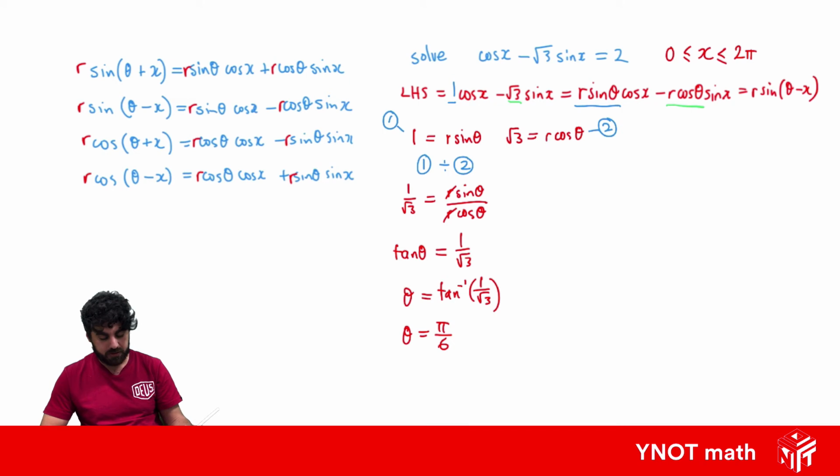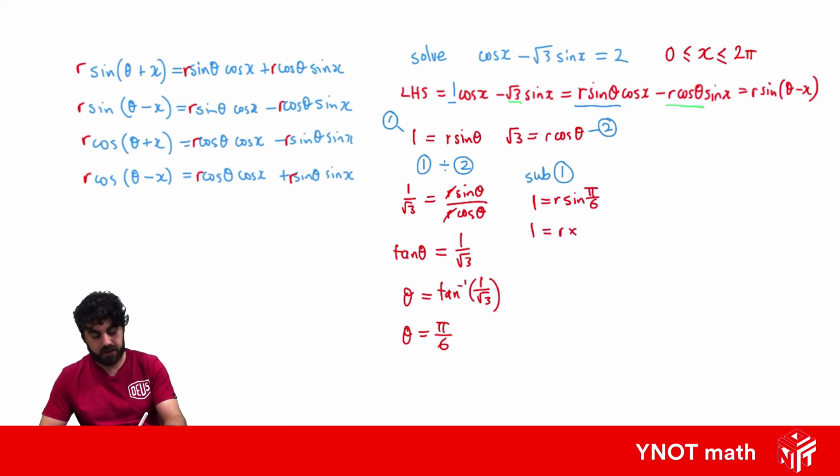Now that we know theta is pi on 6, we can solve for r, so we can sub it into any of the equations. We'll sub it into equation 1. So we get 1 equals r sine of pi on 6. Sine of pi on 6 is a half, so 1 equals r times a half, and times both sides by 2, we get r is equal to 2. And the reason this helps us out is because this equation equals this equation, which equals this equation, and now we know the values of r and theta.